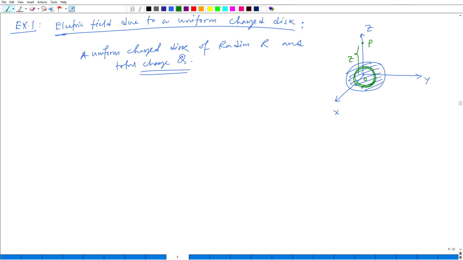So, we will continue this in the next class and calculate the electric field due to this charged disc, and then we are going to the volume charge density.